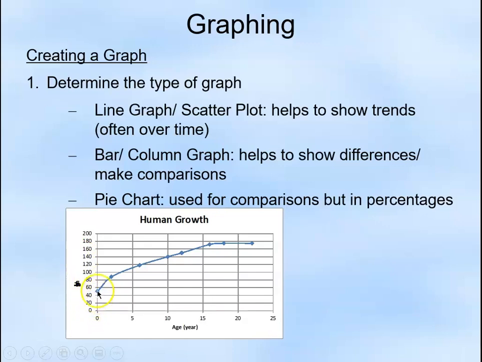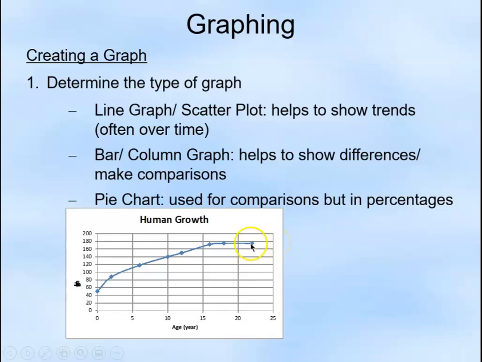So how does the length of a human change over time, right? That's growth. If you're looking at this, you can see that over time a human gets longer up to a certain point, and then they stop growing. And this data is only showing us up to about 22 years old. So we can't say anything about human growth or human length after 22 years old.